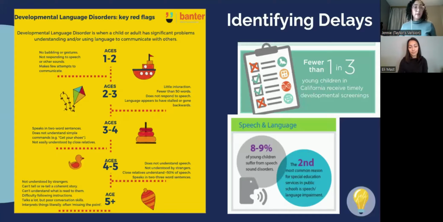So it is important that we identify these delays, because if not, it is going to impact their lives continuing forward, not just with peers, but also with you, because they won't be able to communicate their needs and have that relationship with you. So it's important that you have a system of how that's going to happen.